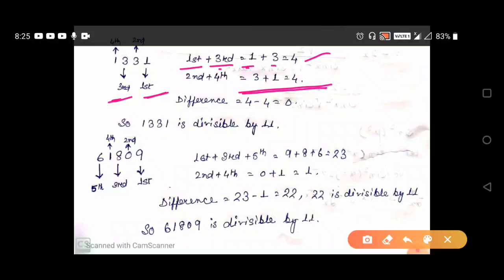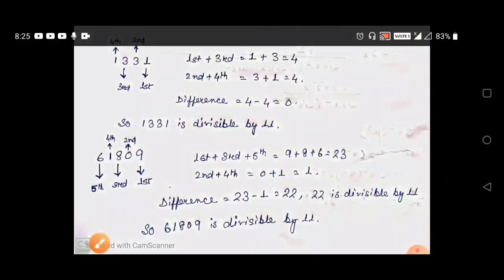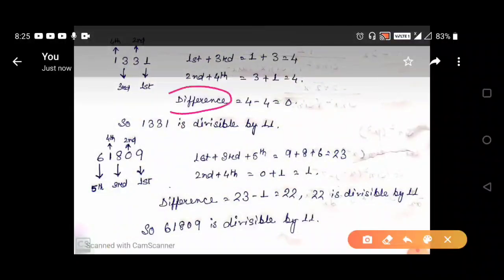Now after doing this we will find the difference of these two. Since here the difference is 0, the number is divisible by 11. Whenever this difference is 0 or the difference is divisible by 11, then only the given number is divisible by 11.